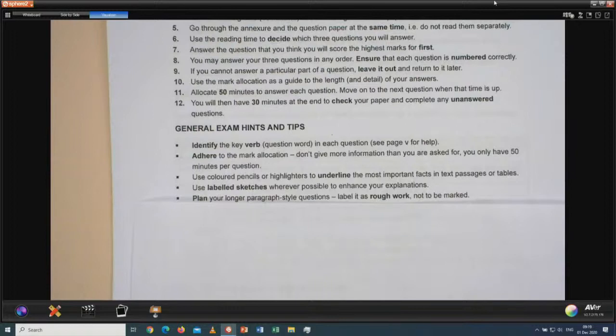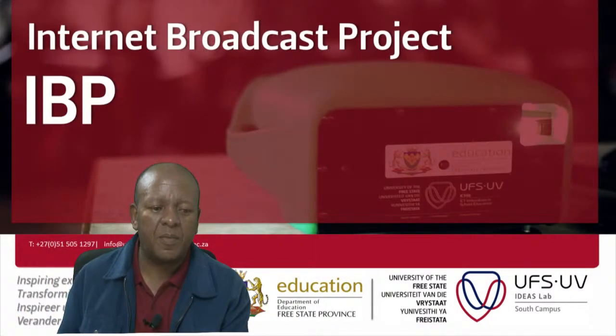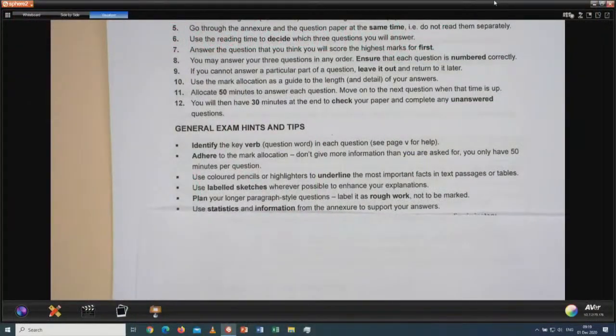Label it as rough work, not to be marked. You must plan. It is important to plan, candidates, grade 12s. If you fail to plan, you plan to fail. So next one, use statistics and information from an exam to support your answer. I think that one is clear.